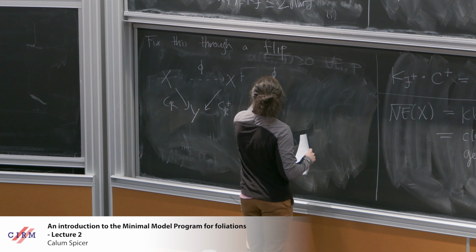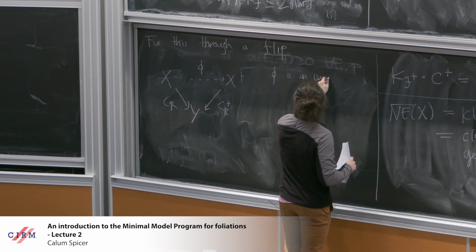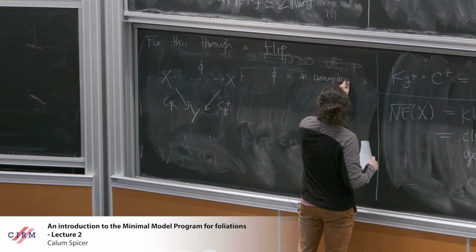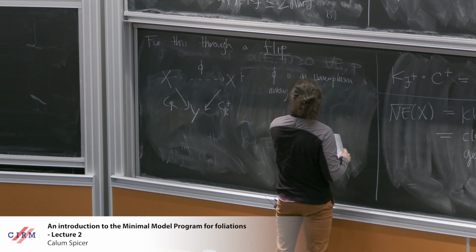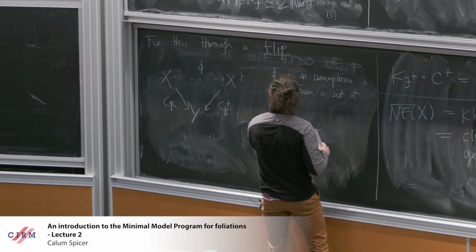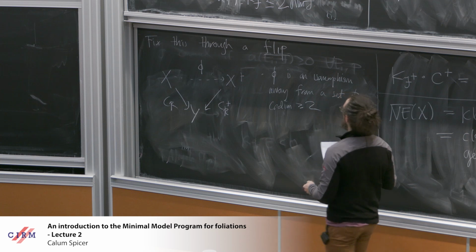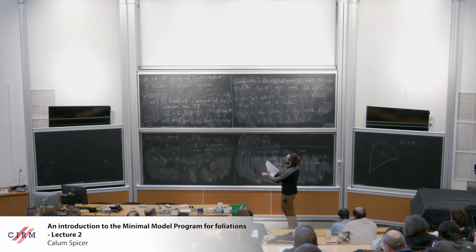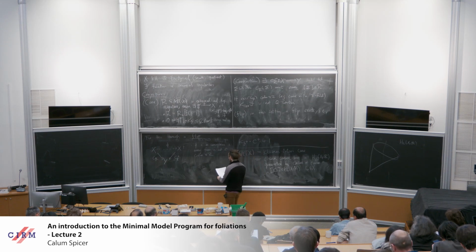One, phi is an isomorphism away from a set of codimension at least 2. So again, in the example I erased, away from a bunch of curves, it's actually an isomorphism.